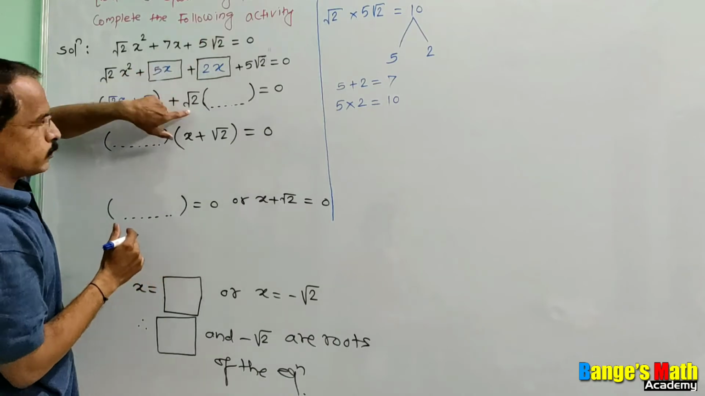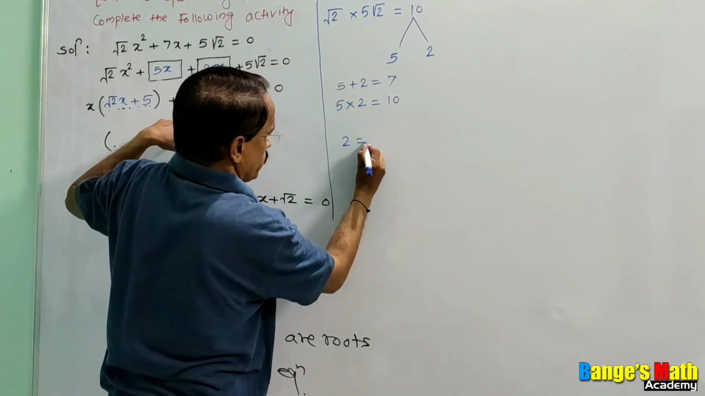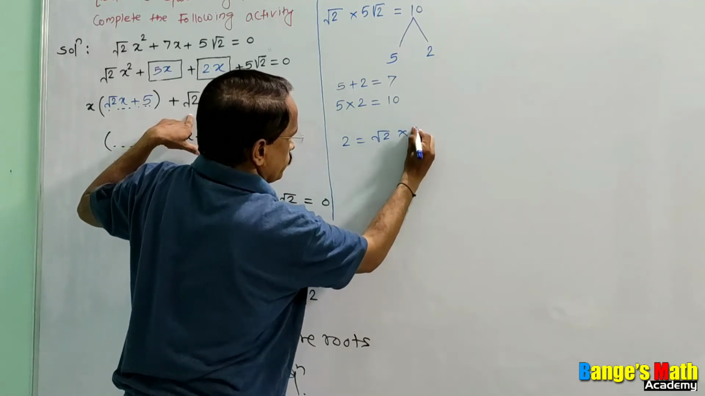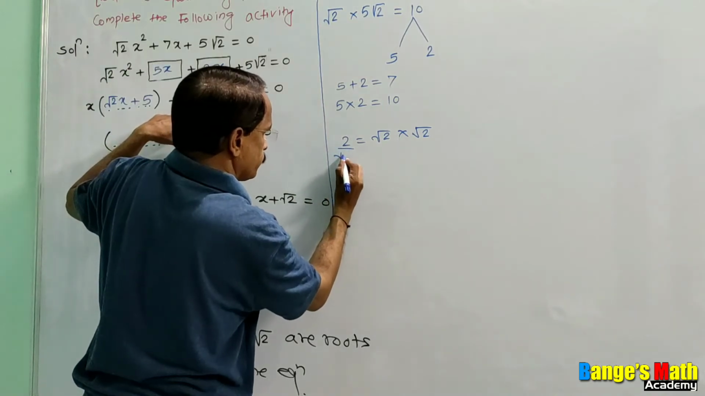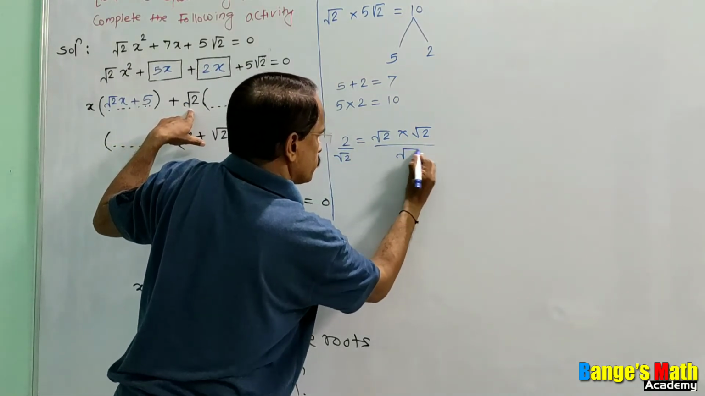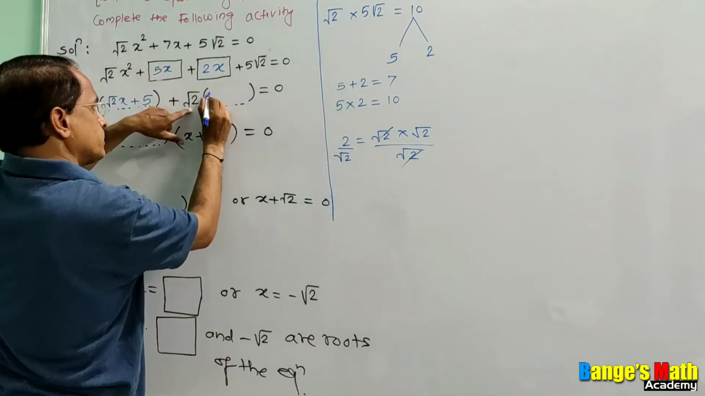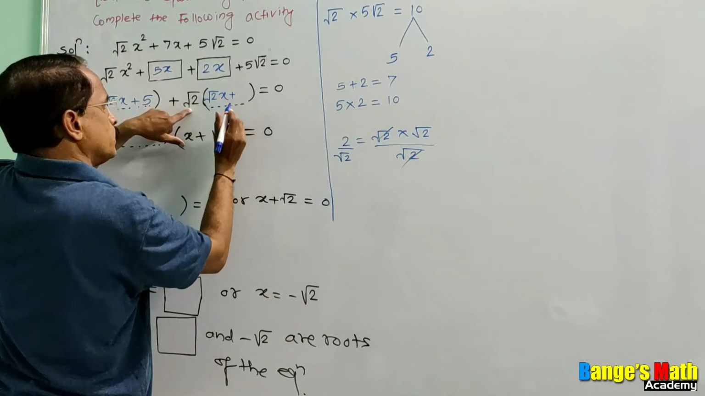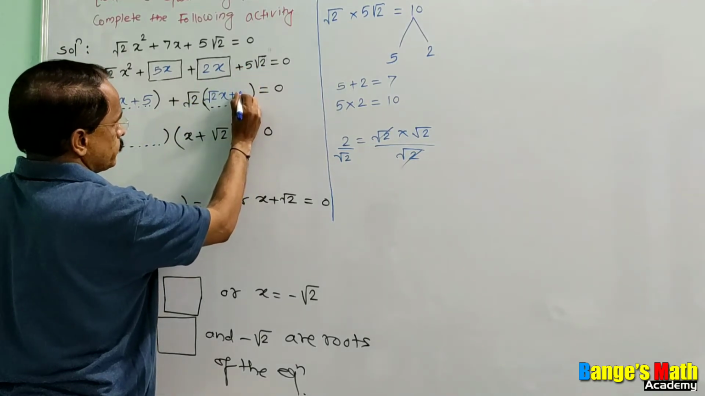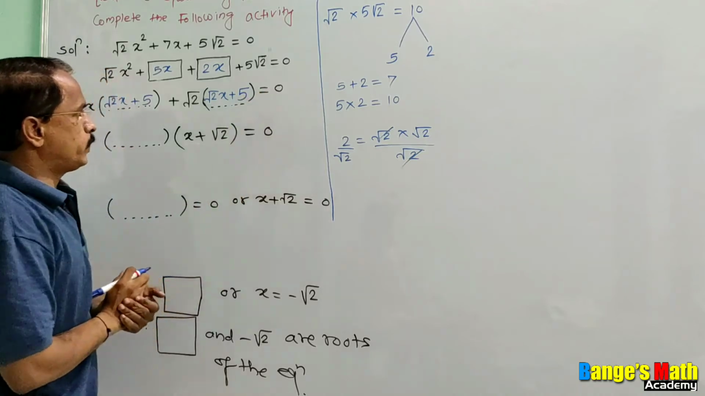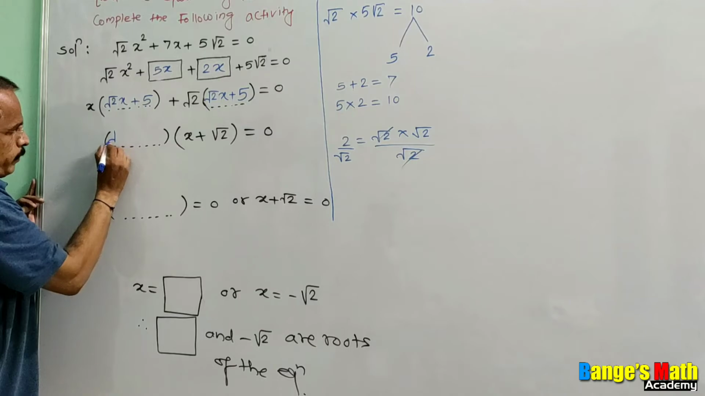Then divide 2x by root 2. So this 2 we can write in this way, and we divide this by root 2. So root 2 gets cancelled. Here remains root 2x plus, divide 5 root 2 by root 2. We get 5. Then next step, for these two brackets, write down one bracket.